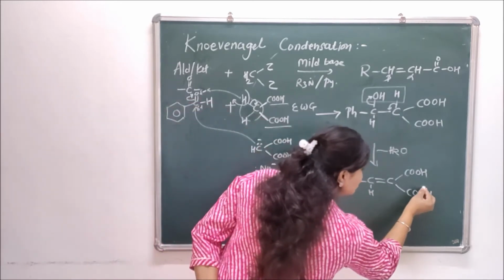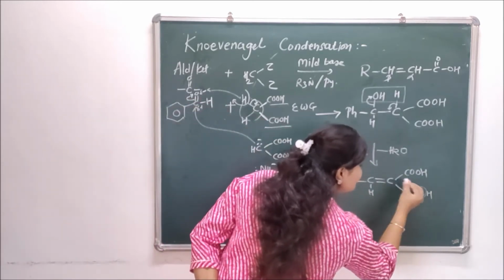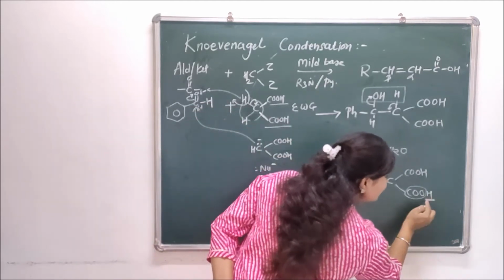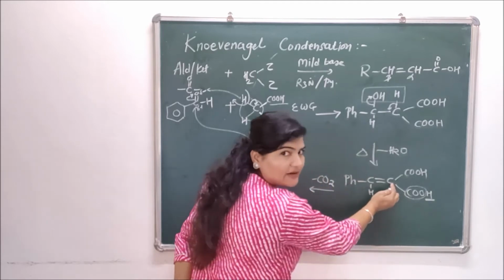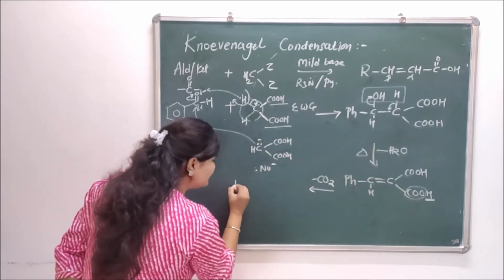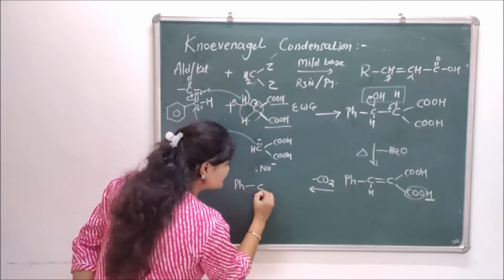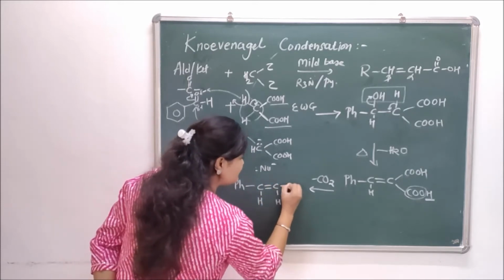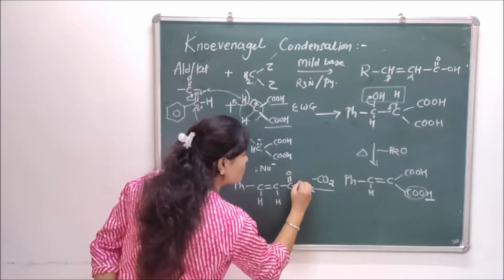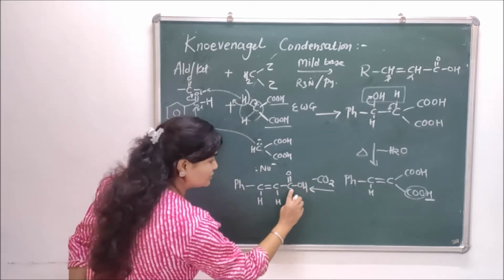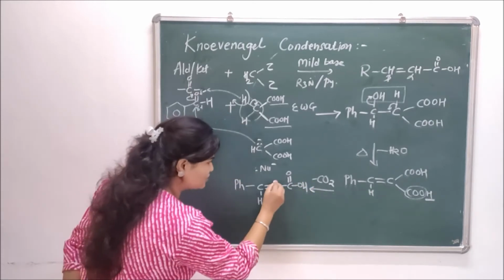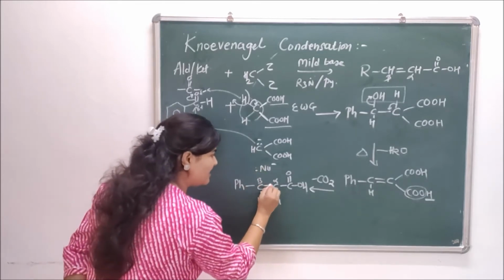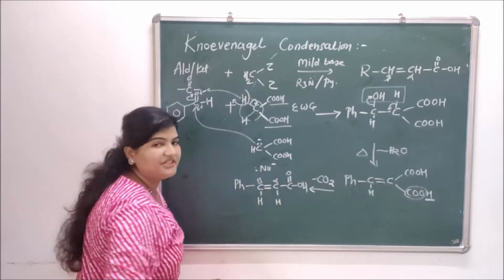Now this CO2 group is removed from the molecule, and the hydrogen which is there will go and attach to this carbon. So what you will get in turn is PhCH=CH-COOH. Now this is your carbonyl carbon. So this becomes your alpha carbon and this becomes your beta carbon. So you'll have a double bond between alpha and beta carbon.